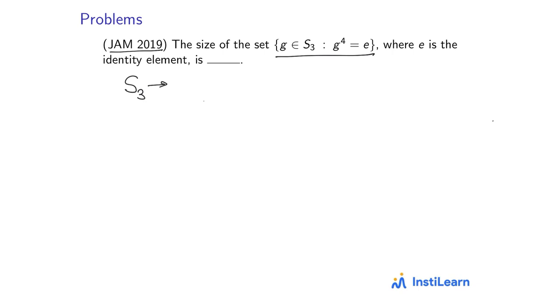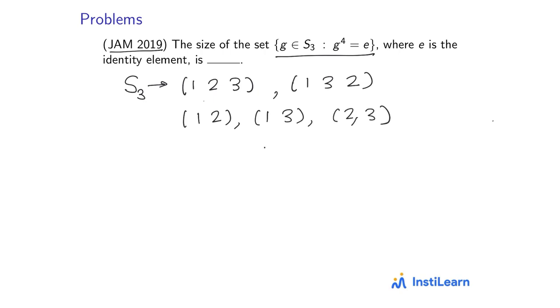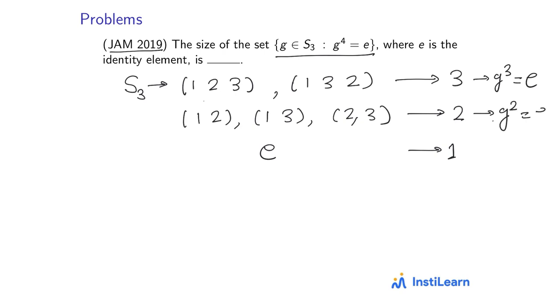S3 has 6 elements. You have 2 3-cycles, (1 2 3) and (1 3 2). Then you have 3 2-cycles, (1 2), (1 3), and (2 3), and then you have the identity element. So these are the 6 elements. Now these 3-cycles have order 3, these 2-cycles have order 2, and identity has order 1. So this means that these elements satisfy g to the power 3 is identity, these elements satisfy g to the power 2 is identity, and this is basically g is identity.